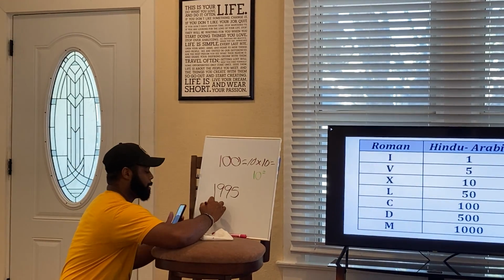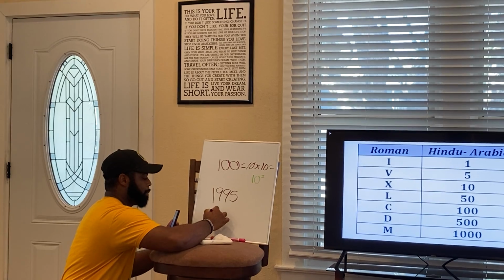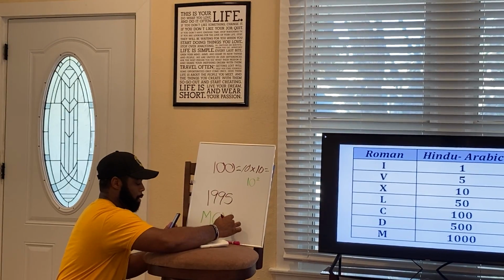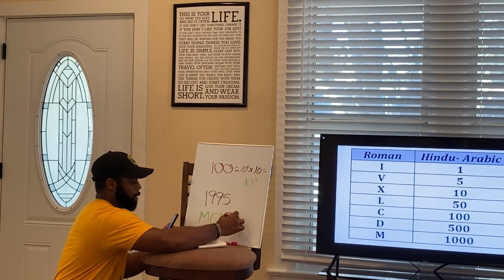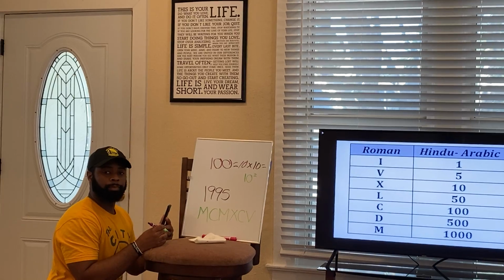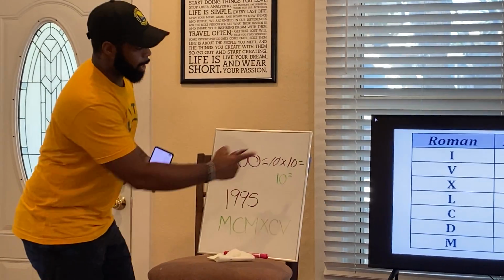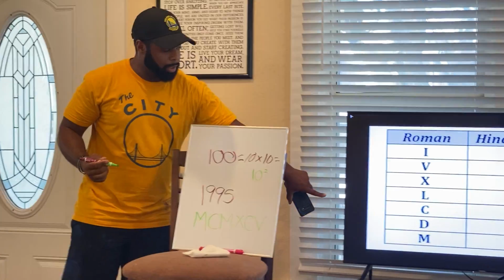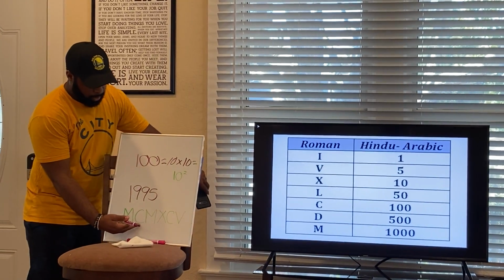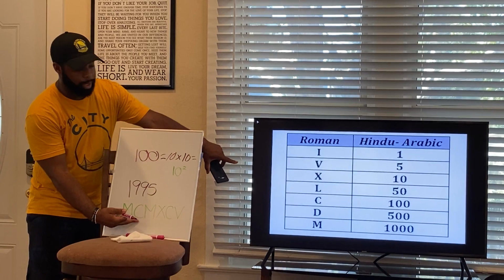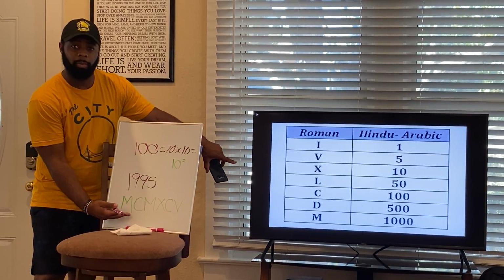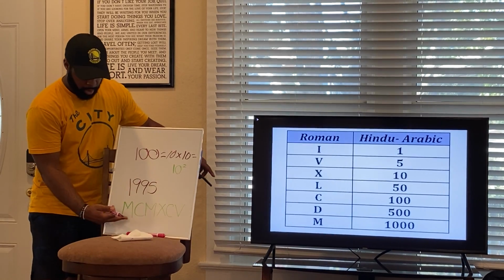1995 would be written like this here. M, C, M, X, C, V. Now, looking at our grid over here, what is the M? That's 1,000. Now, you see the C, you see that says 100. But then the M again, which is 1,000. Well, why would we do that? Well, funny thing you should ask.